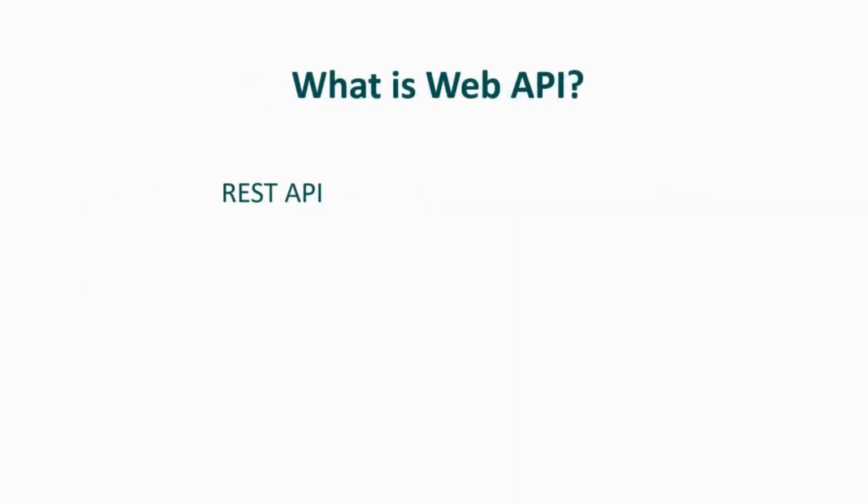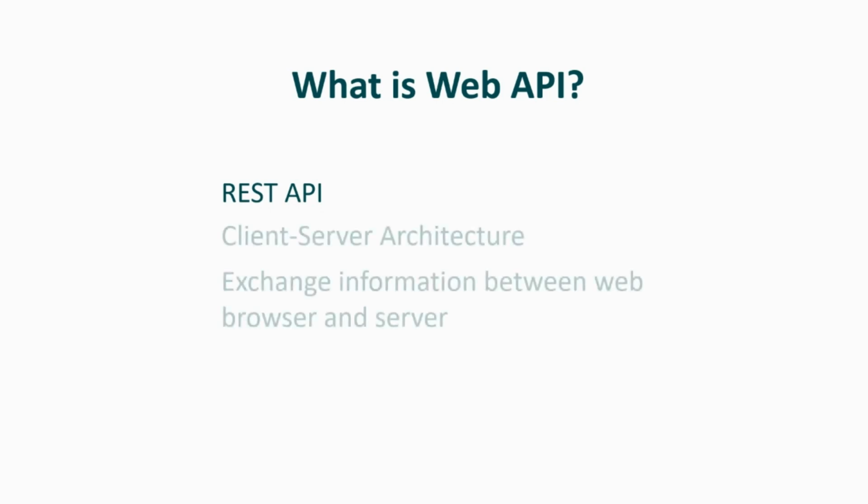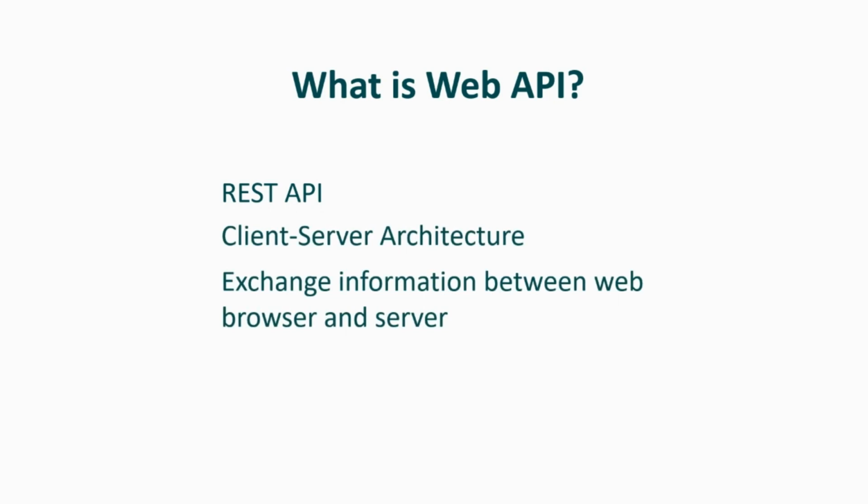REST APIs are also known as Web APIs as they use the standard client-server architecture style and can be used as a URL to access the REST endpoints with the help of a web browser and the web server. Web APIs or REST APIs exchange information between web browser and web server, which means we can type any URL in the browser to visit the REST endpoint and get the response from the server in plain JSON data without rendering a web page.